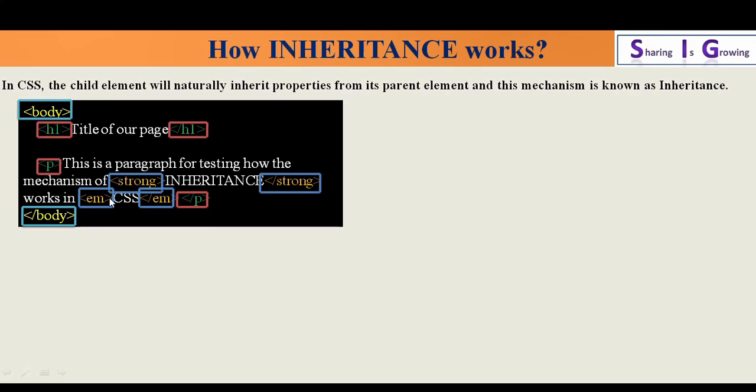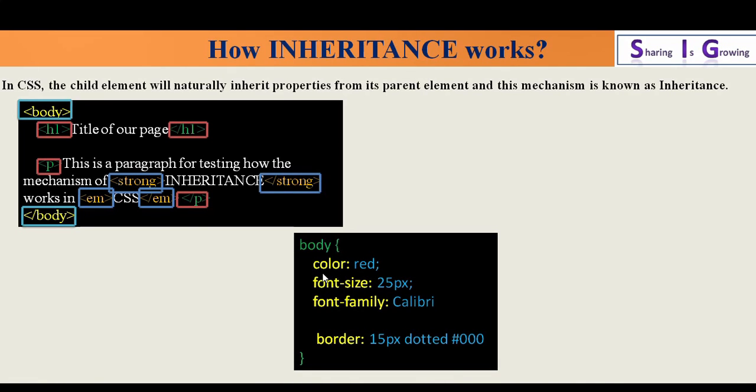Let me give you a quick understanding of it. If I consider some properties for the body element like this, I have included color red, font size 25 pixels, and font family Calibri, with a border of 15 pixels in size and a dotted border. I am using the hexadecimal notation, which is a shorthand notation, and I am setting the color of my dotted border as black. If you observe carefully, when I make changes to these properties for the body element, they will be automatically applied to all elements within the body element.